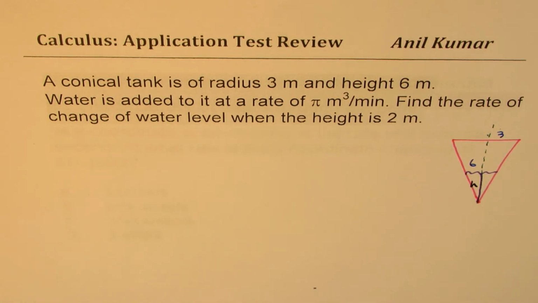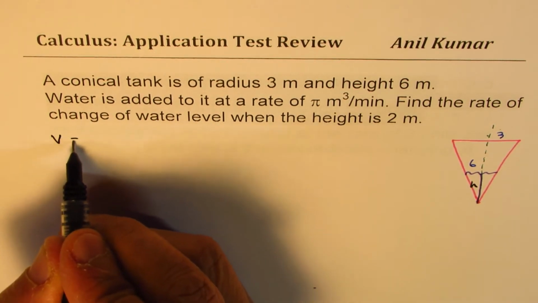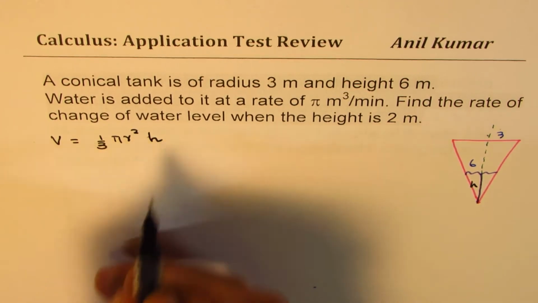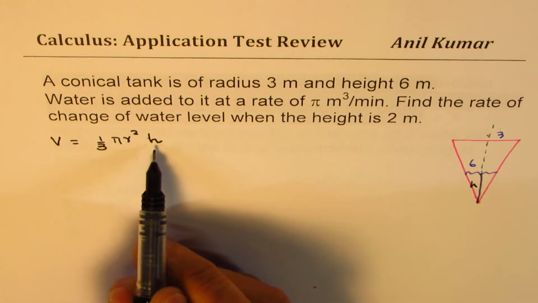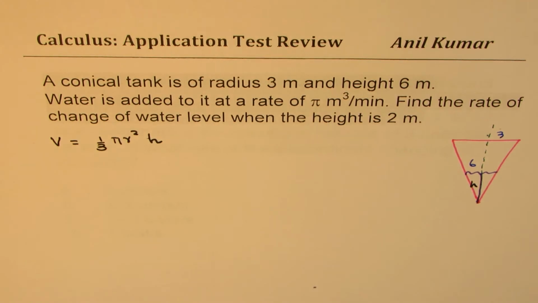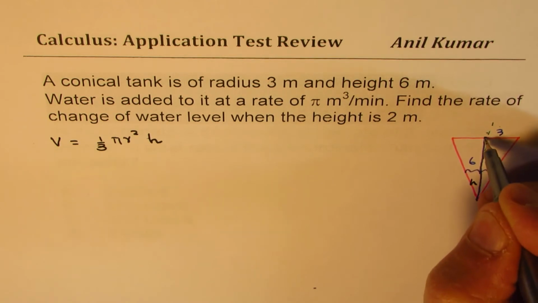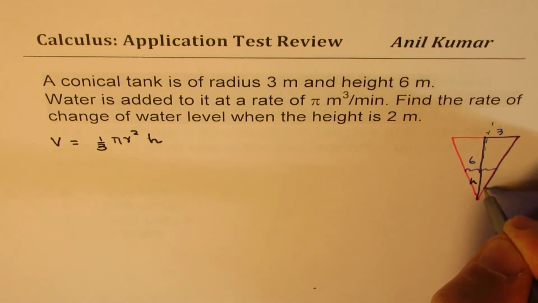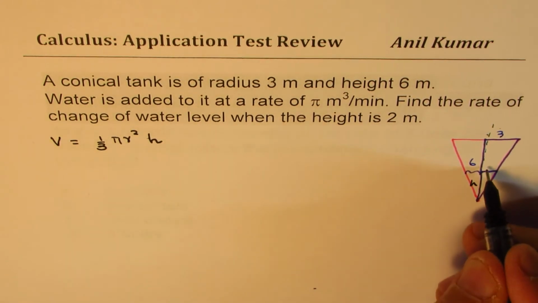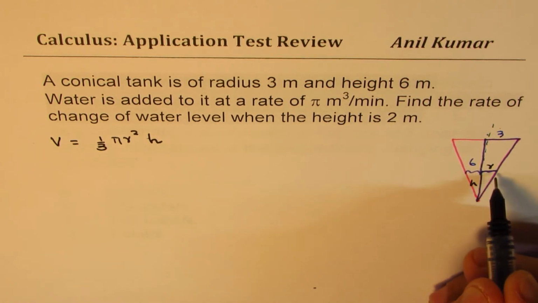Now when we are working with a conical tank, we should know the formula for cones, right? So volume is 1 by 3 pi r square h. Now in this formula we have r as well as h. We need to relate these two variables somehow. In cones, we always use similar triangles to relate. So if you look at it, the big triangle here and this small triangle. At any instance of time, let R be the radius and H be the height. It forms a cone, right?